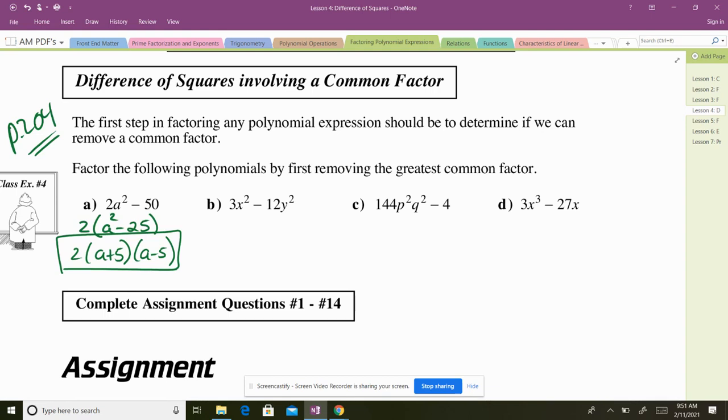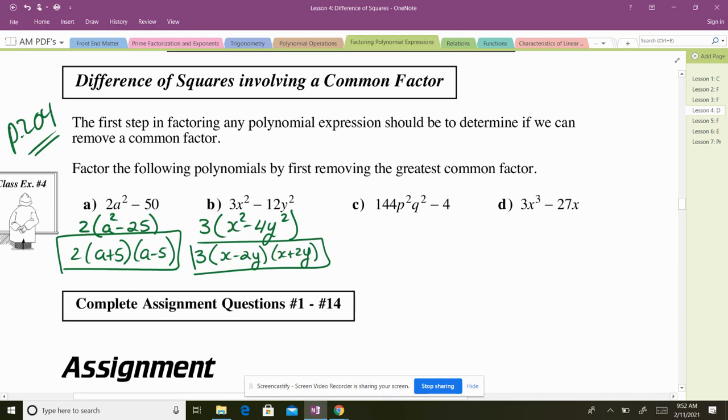What about b? Is there a common factor? 3. I'm left with x squared minus 4y squared. Is that a difference of squares? What does it become? Yeah. Perfect.